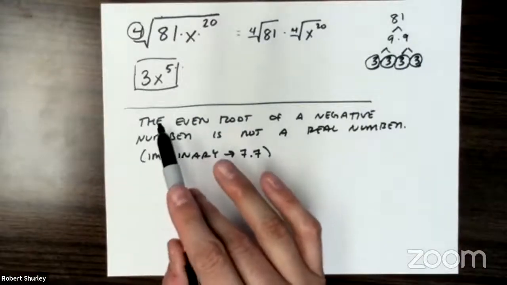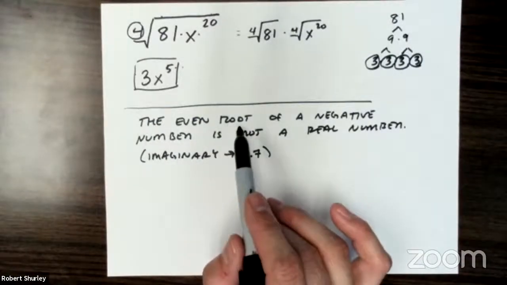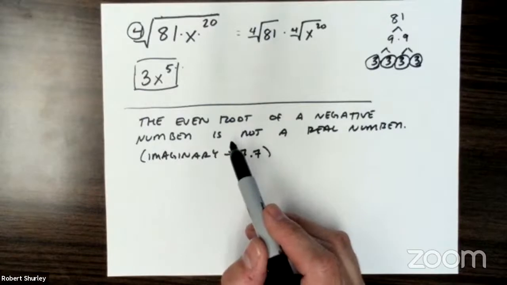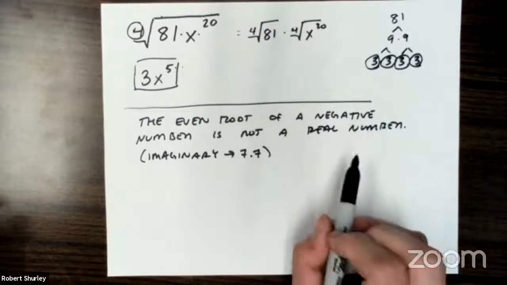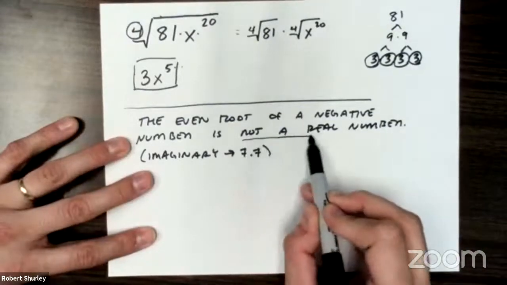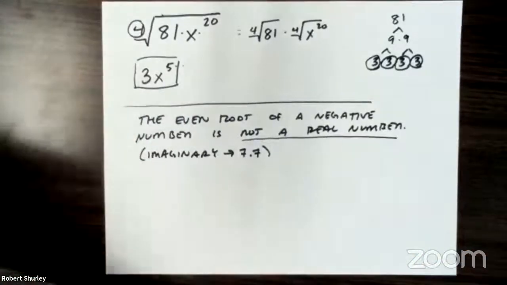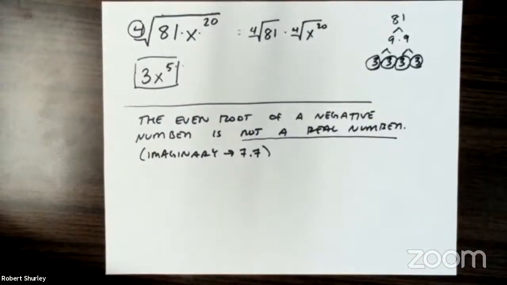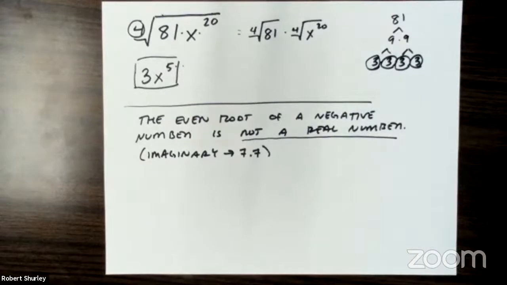But for now, if we see an even root and a negative number underneath, we're going to say this is not a real number. It's one of the two real glitches in algebra. I'm going to talk about this for a second. Glitches is the best way to think of them: two things that just don't make algebra correct.